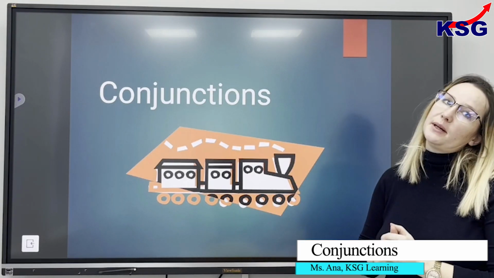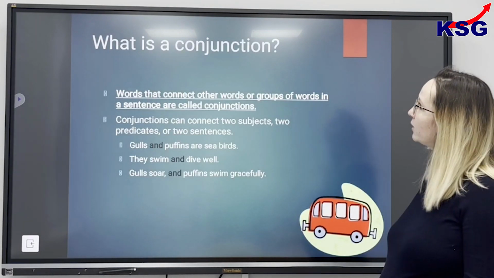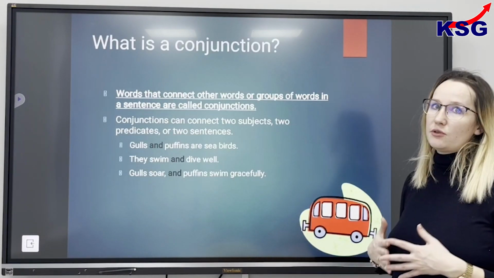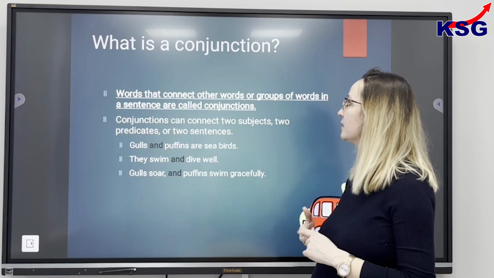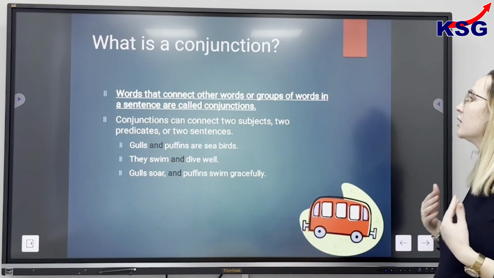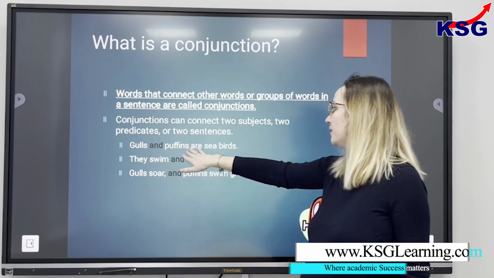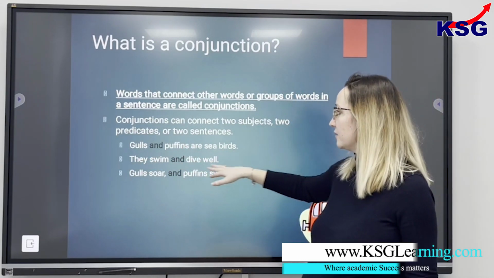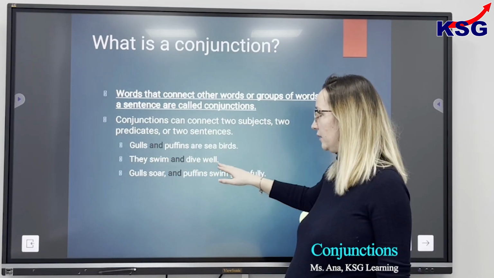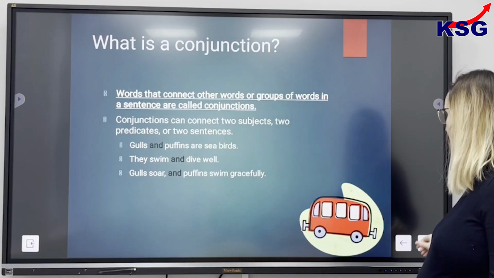Today we're going to learn about conjunctions. What is a conjunction? The first thing we need to know is the definition. Words that connect other words or groups of words in a sentence are called conjunctions. And we have some examples here. Gulls and puffins are sea birds. They swim and dive well. In this sentence, "and" is a conjunction.